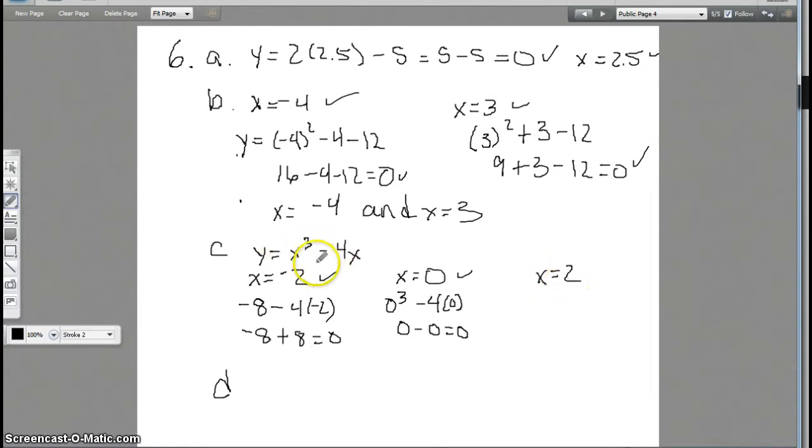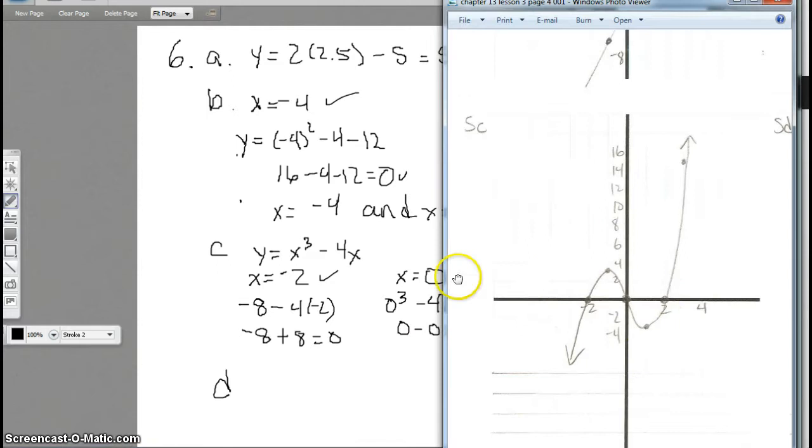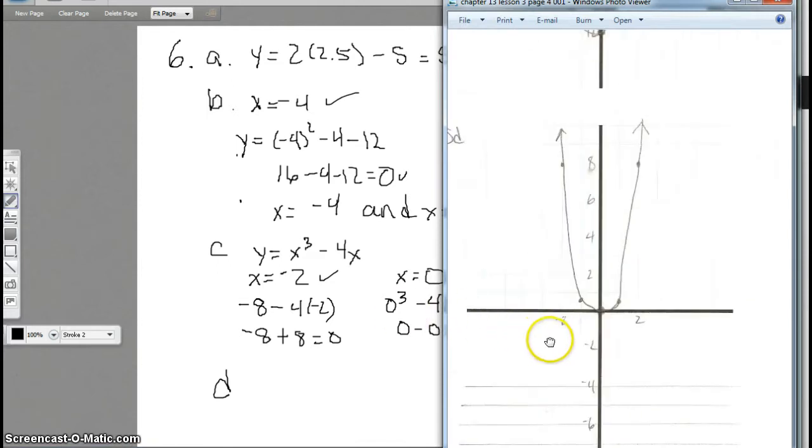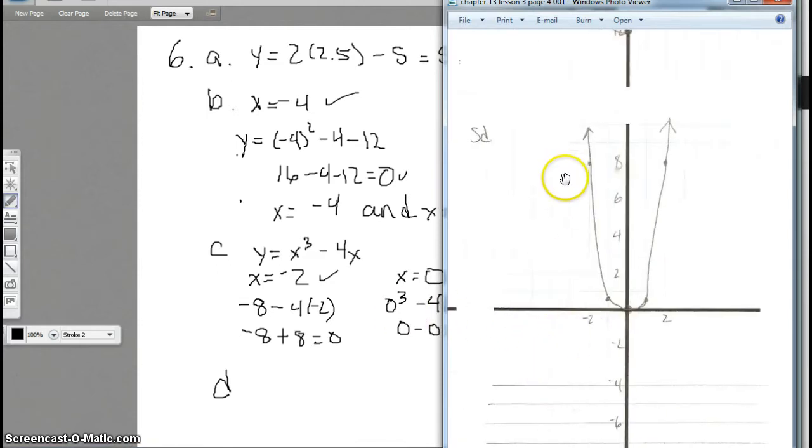So then we're going to try x equals 2. So we're going to plug that into our equation, and we'll have 2 cubed minus 4 times 2. 2 cubed is 8. Minus 4 times 2 is -8. 8 minus 8 is 0. That means x equals 2 is indeed a solution. So now we have just one more to look at, which is Part D. So we'll go back and look at our graph for Part D. So this is our graph for number 5, Part D. And you can see it looks like it crosses the x-axis here at x equals 0.